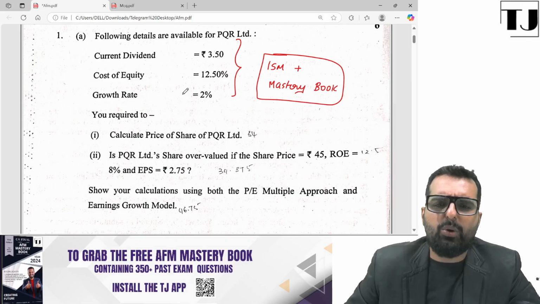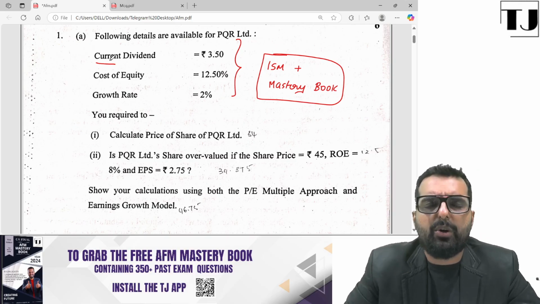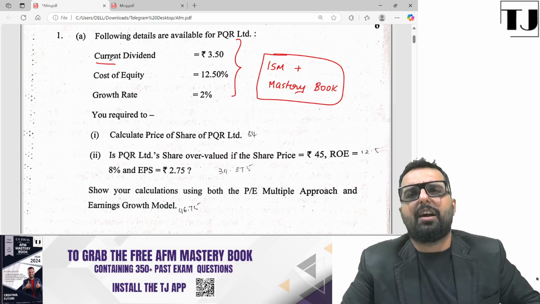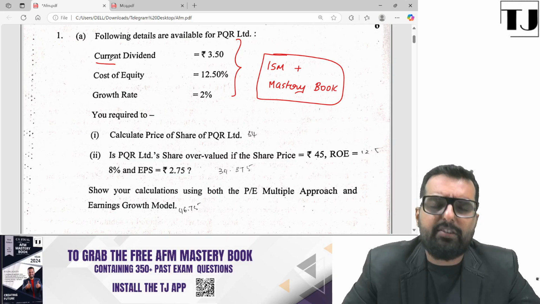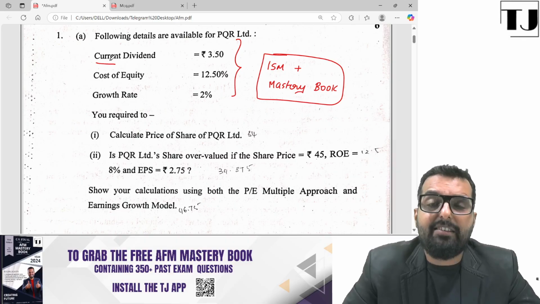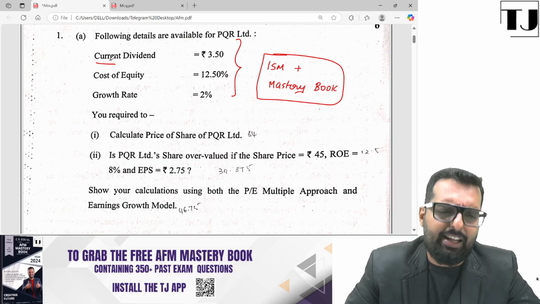All right. So when you do it using Gordon's model, current dividend is a confusing terminology. You can assume it to be either D1 or D0, but you have to give your assumptions very clear in the question. My recommendation always is to assume current dividend as D1 because it means it is the dividend of the current year which is paid in the next year.